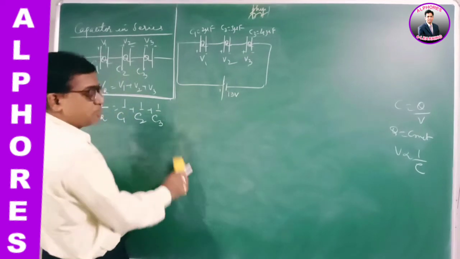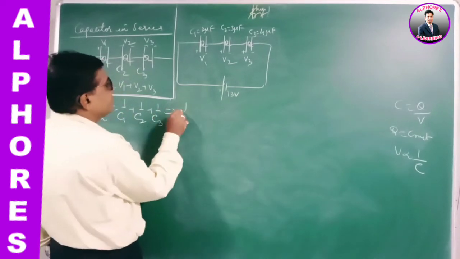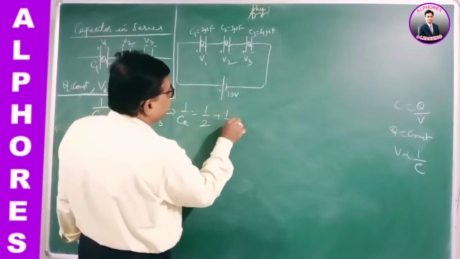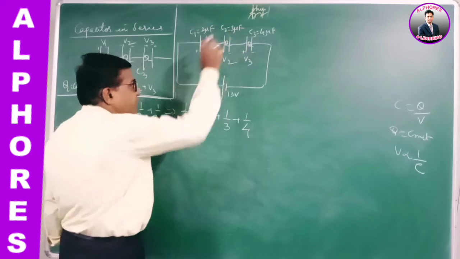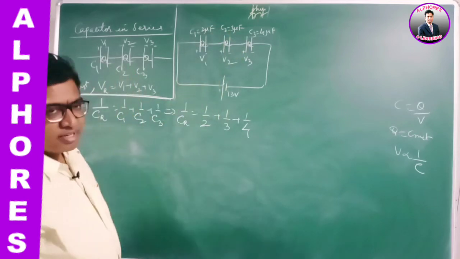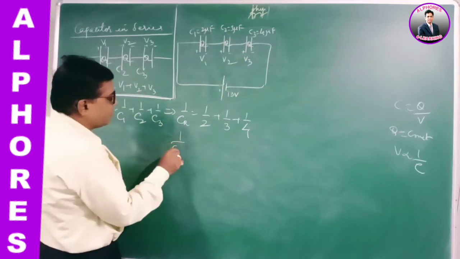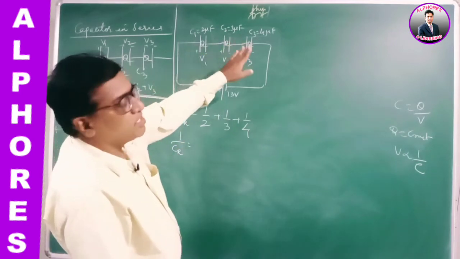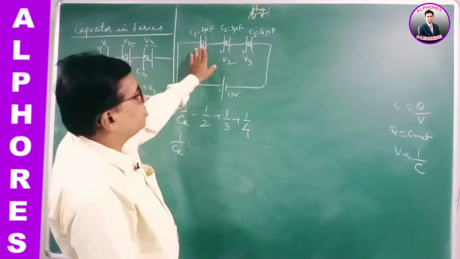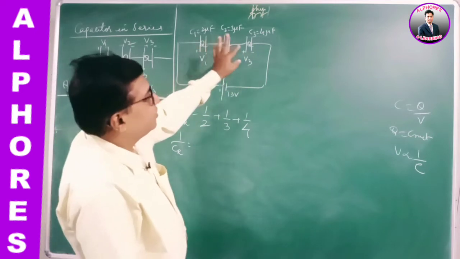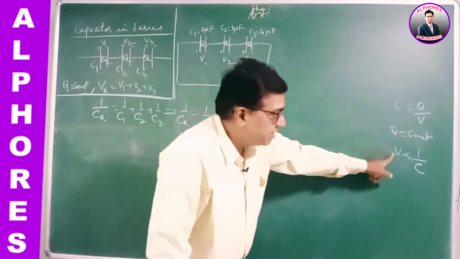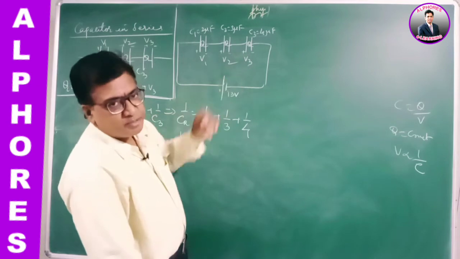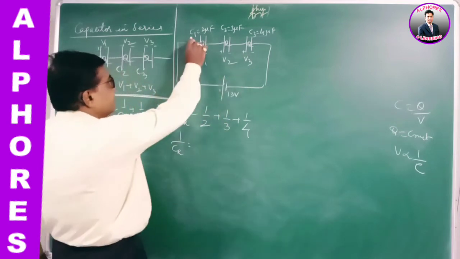Substituting the values, 1 by CR is 1 by 2 plus 1 by 3 plus 1 by 4. The values are 2, 3 and 4 microfarad. 2 microfarad is the smallest and 4 microfarad is the biggest. Potential varies inversely, so the smaller capacitor gets more potential and the bigger capacitor gets less potential. Please remember this.